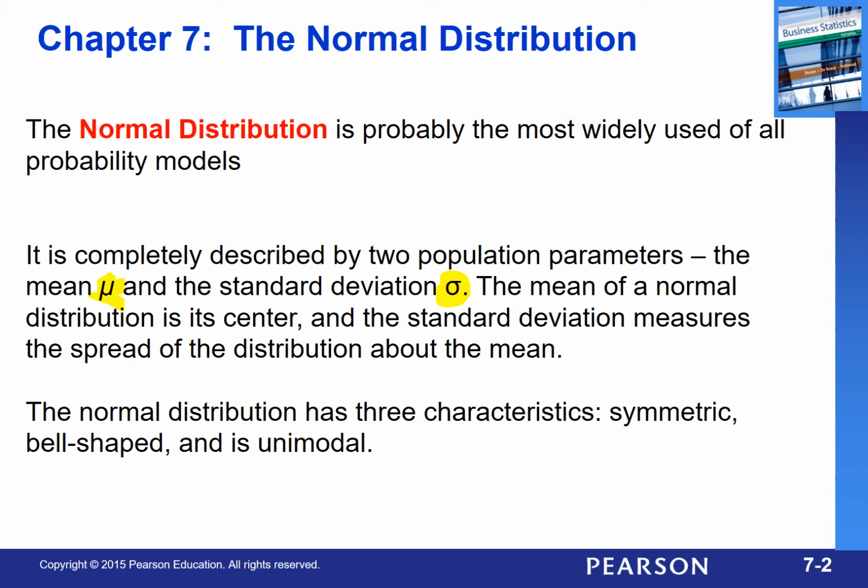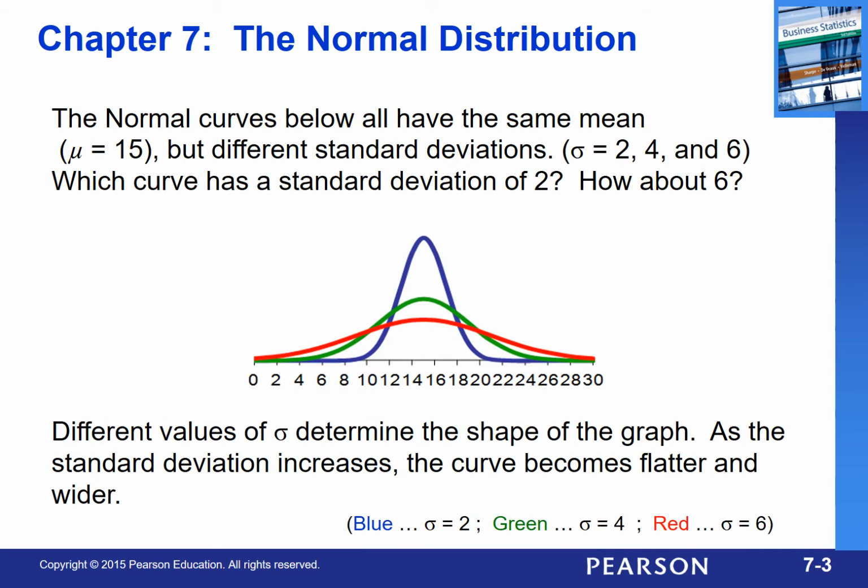Now, how it looks different depends on the value of the mean and the standard deviation. So when looking at changing just the standard deviation, but keeping the mean the same, that keeps your center the same and then changes your spread. So in this graph below, I have three distributions all with the same mean, 15, and all with different standard deviations. One has 2, one has 4, and one has 6.